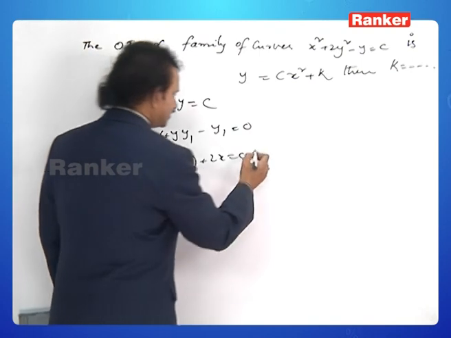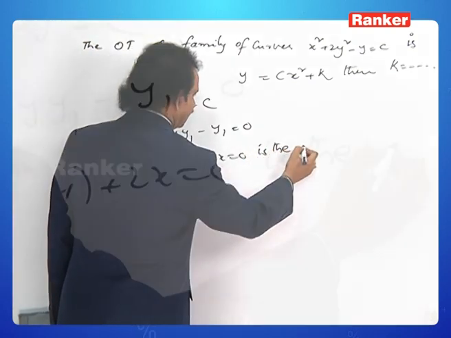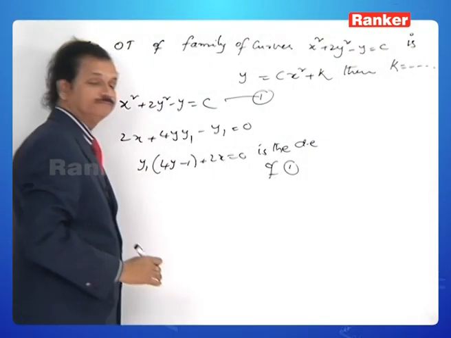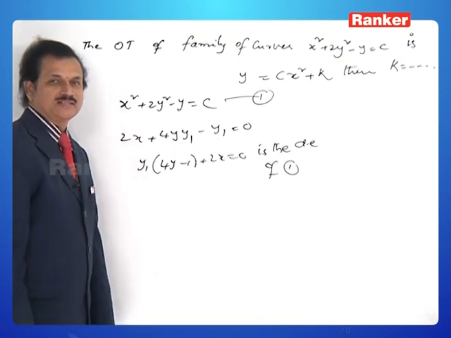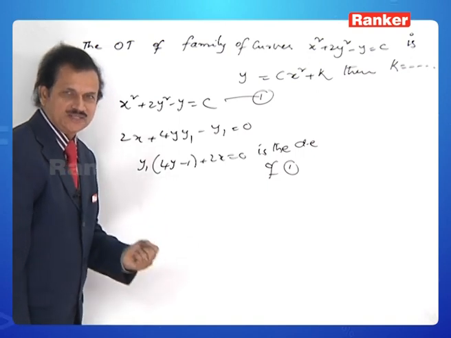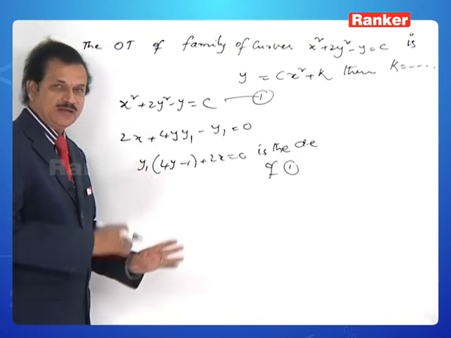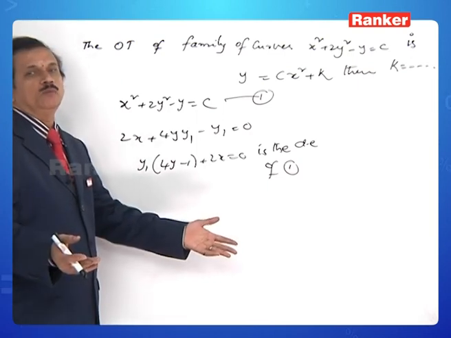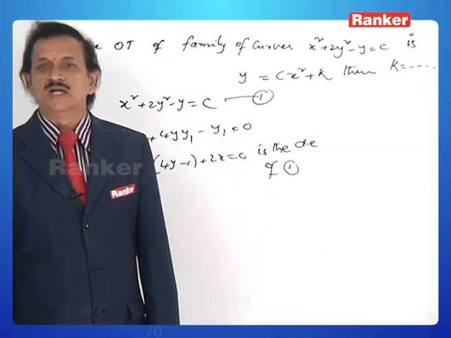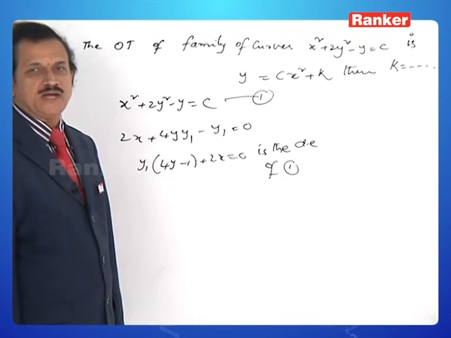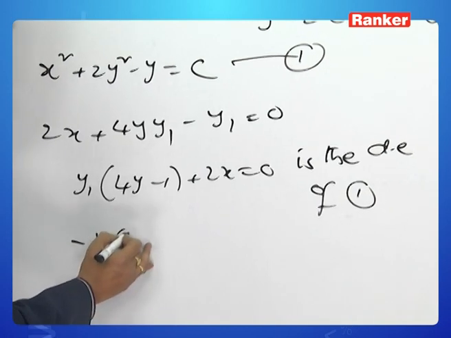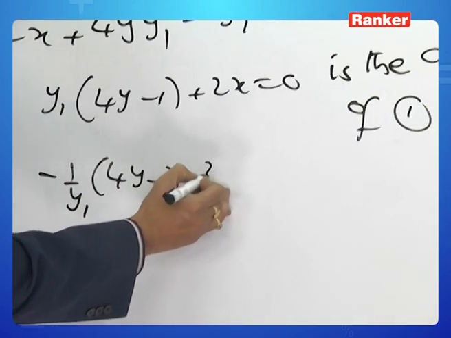Second step is over. What is this? It is the DE of the given family. What is the third step? Very important and crucial step. What is to be done here? This y1 must be replaced by minus 1 by y1. Why? Because dy by dx is to be replaced by minus dx by dy, and thereby y1 must be replaced by minus 1 by y1. What happens? Minus 1 by y1 into 4y minus 1 plus 2x is equal to 0.